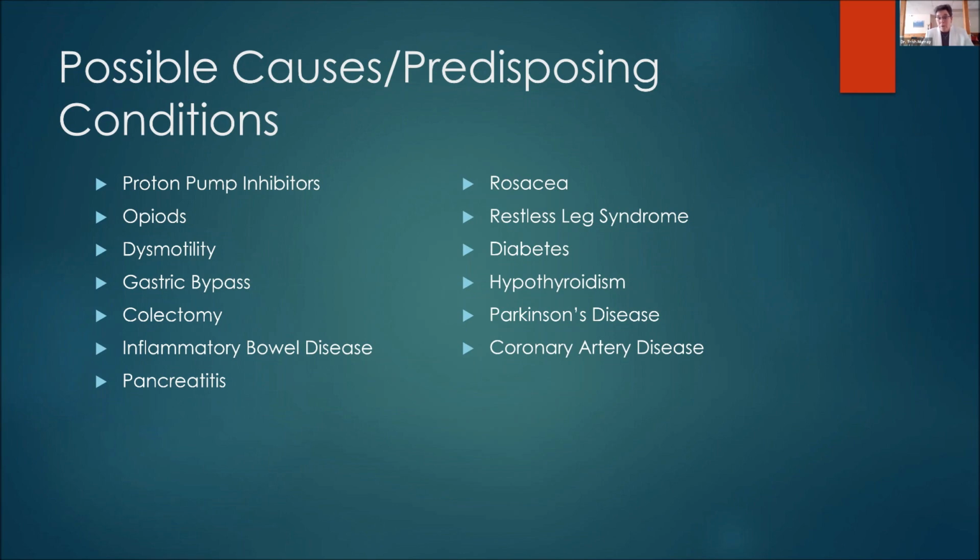Restless leg syndrome, diabetes, hypothyroidism, Parkinson's disease, and coronary artery disease. If people have numerous of these or one of these conditions, they could be connected to them also developing SIBO. And you'll notice they do have to do with metabolic conditions, hormonal conditions, as well as nervous system conditions that would all affect the function of, again, the nervous system and hormonal system that would affect the motility within the gut.